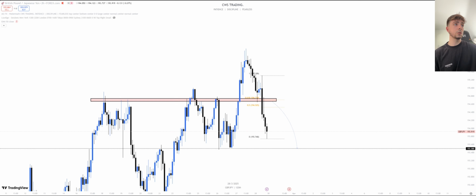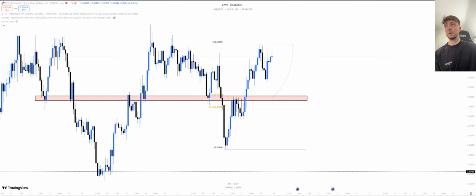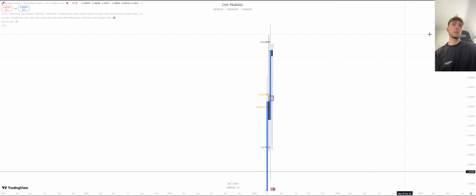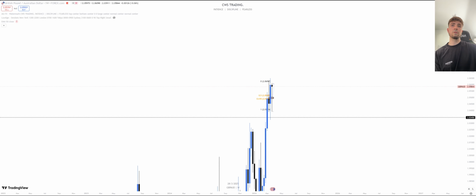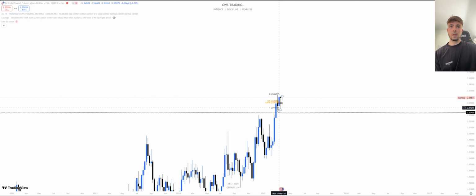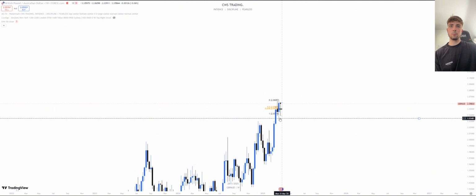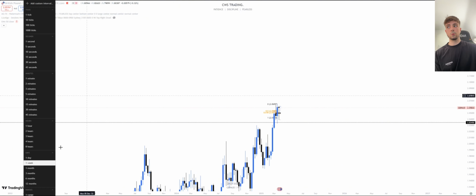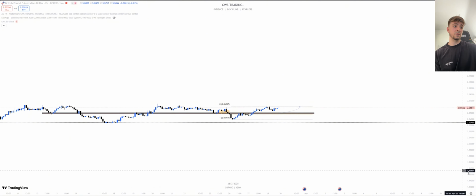Moving on to the last GBP pair, which is GBP AUD. Now, like the other pairs, very, very bullish. Again, tapped into a weekly imbalance to push higher, and we've rejected really nicely. So looking for price to only continue upwards.